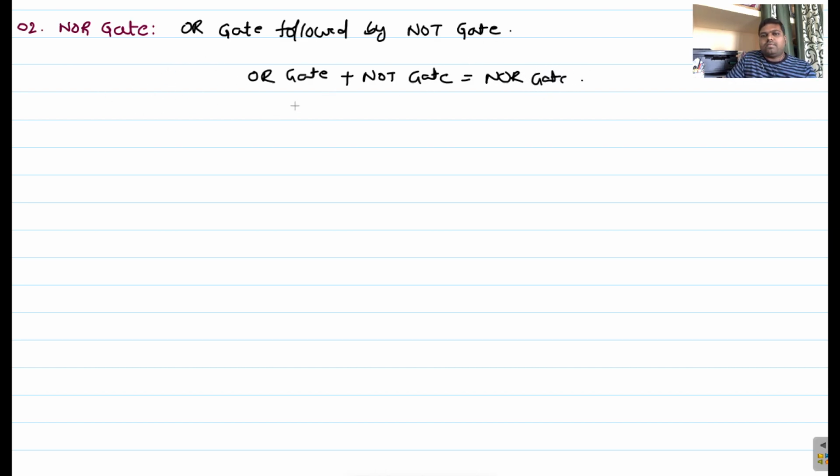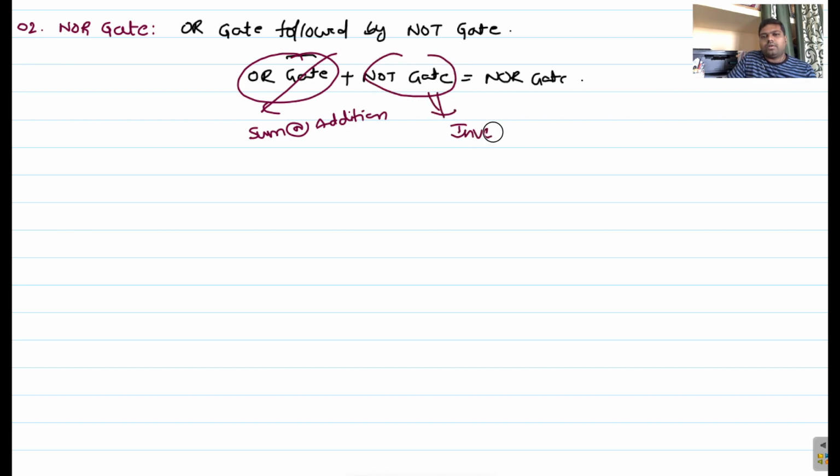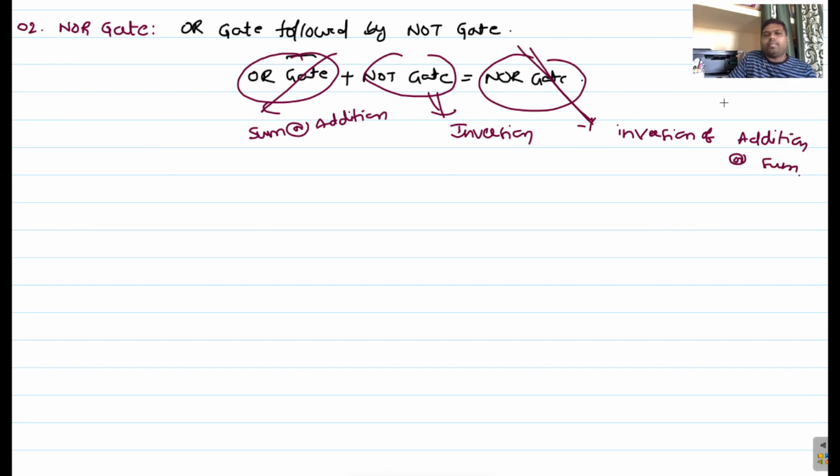So first of all, what does the OR gate mean? The OR gate indicates sum, otherwise addition, right? Sum or addition. What does NOT mean? Inversion. So the NOR gate is nothing but the inversion of addition or sum.